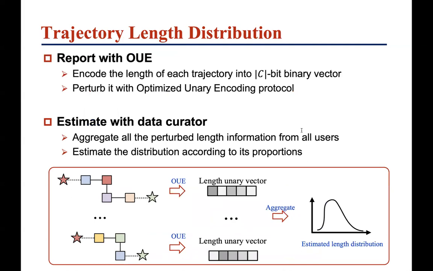For trajectory length estimation, we perturb the trajectory length locally and report it with optimized unary encoding, which is a popular LDP protocol for frequency oracle. After all the perturbed lengths have been collected by the data curator, we aggregate them to estimate the distribution according to its proportions.